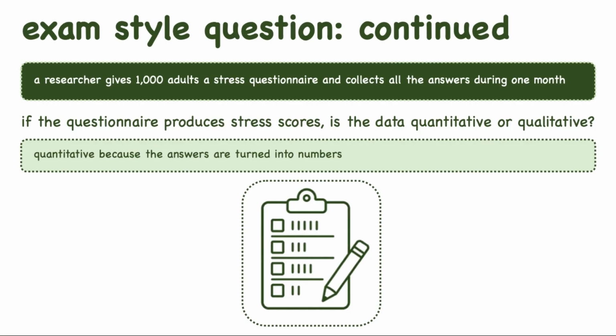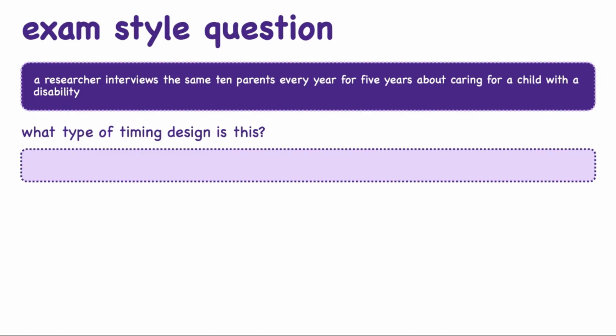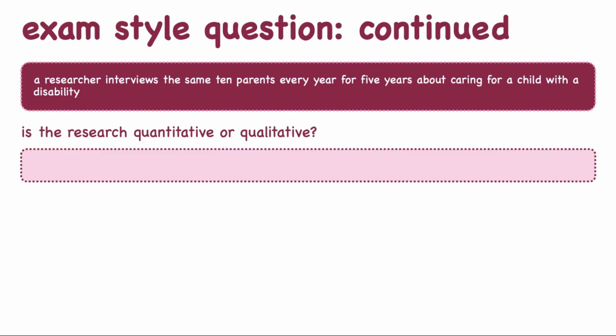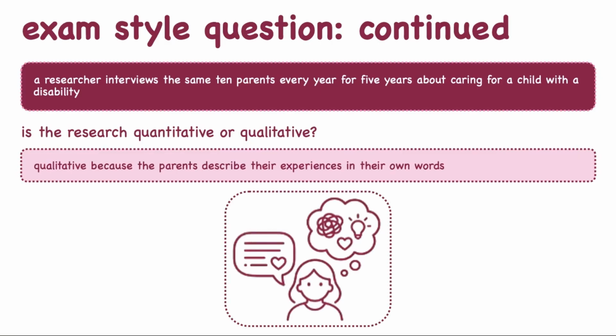Here is another exam-style question. A researcher interviews the same 10 parents every year for 5 years about caring for a child with a disability. What type of timing design is this? It is longitudinal because information is collected over several years. Is the research quantitative or qualitative? It is qualitative because the parents describe their experiences in their own words.